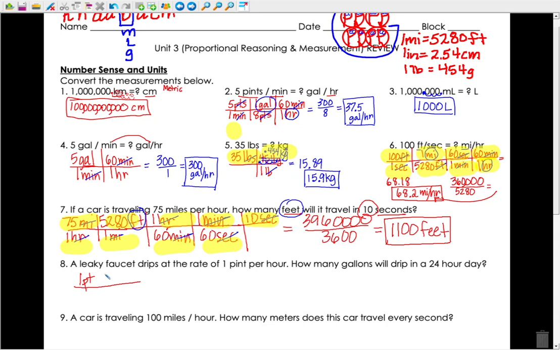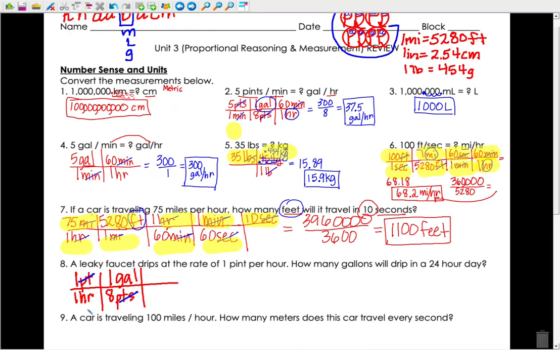per hour. That is so sloppy. Let me change that up a little bit. All right, 1 pint, I like that better, per 1 hour. And I want to go to gallons per day. Again, there are 8 pints in 1 gallon. This gets rid of pints.